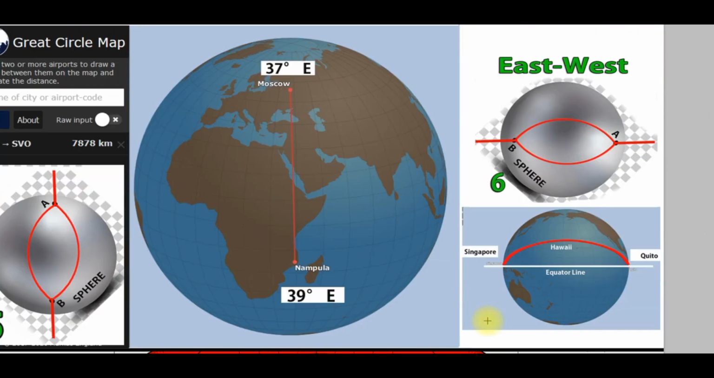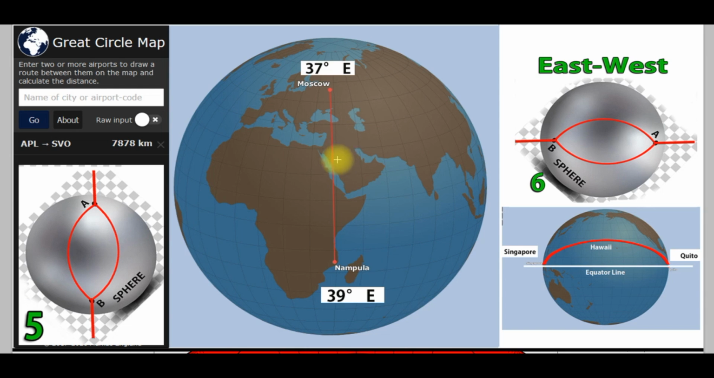Flight number 3, Moscow to Nampula, Mozambique. This is in Mozambique, Africa. 37 degrees east, 39 degrees east, pretty straight, going straight from Moscow to Nampula, Nampula to Moscow. Remember the rule on a sphere, going from east to west, it arcs north. It should arc south on a sphere, but on Earth it doesn't work. It always arcs north, because Earth is not a globe. But when flying from north to south, it doesn't really happen, it flies straight.